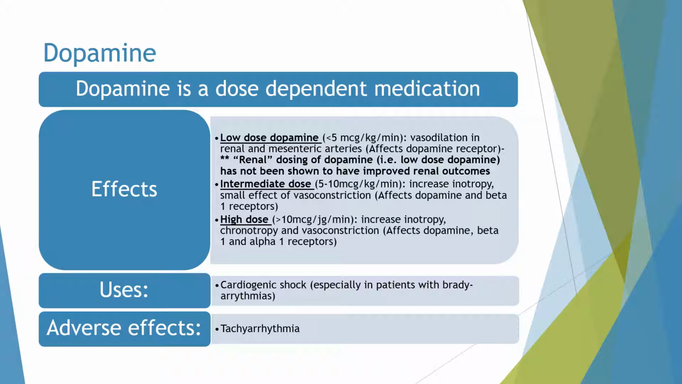At an intermediate dose, dopamine will affect the dopamine and the beta-1 receptors, therefore increasing inotropy. It also does have a small effect on vasoconstriction at an intermediate dose. And at a high dose, it affects dopamine, beta-1, and alpha-1 receptors. So it leads to increased inotropy, chronotropy, and vasoconstriction. Normally, we use dopamine in cardiogenic shock, especially in patients with bradyarrhythmias, and the adverse effect is tachyarrhythmia.